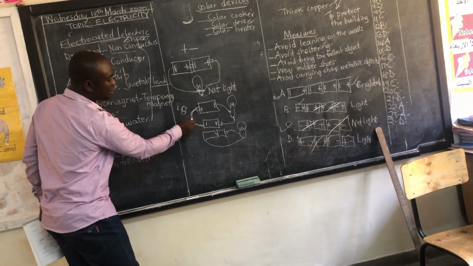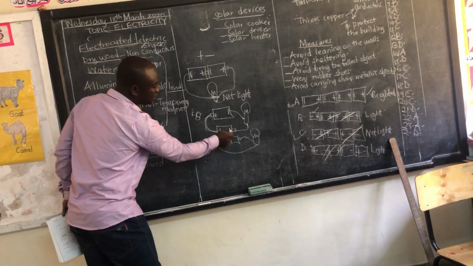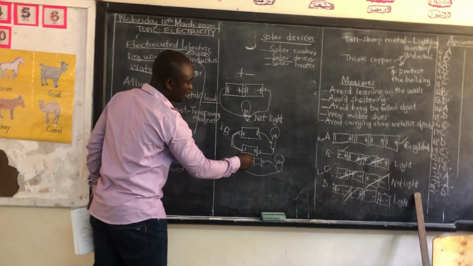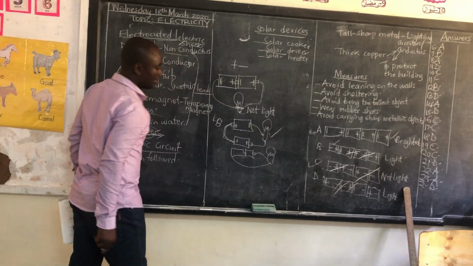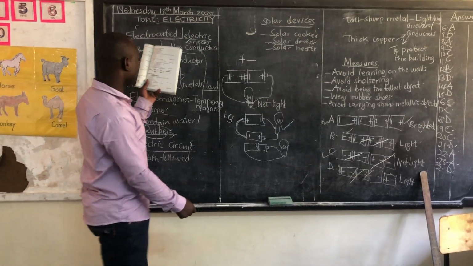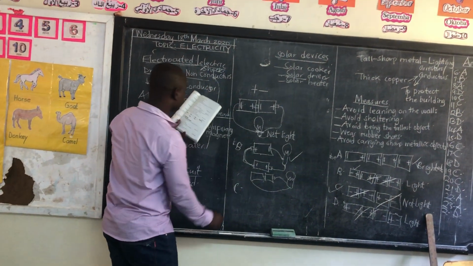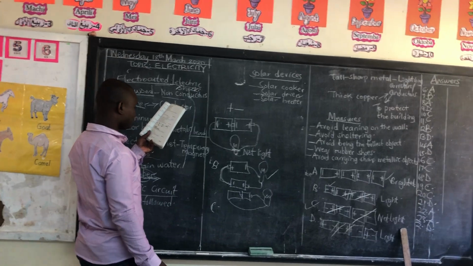They only use the wire to connect here. This one is positive, negative. Then positive to that point, then this one. The bulb will light. If you look at C, C is almost the same as B, but there is one problem in C.